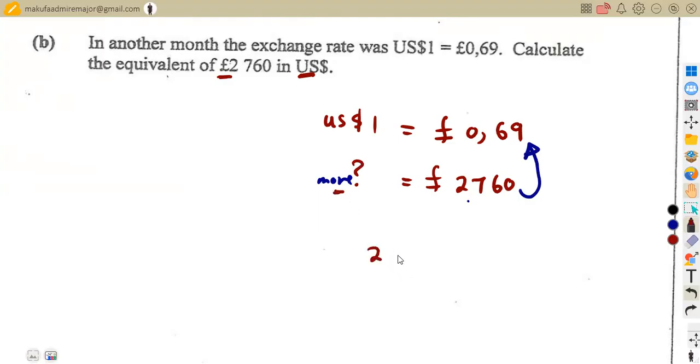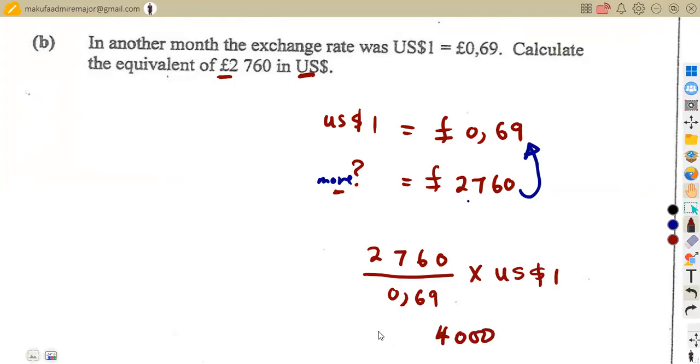So that's 2,760 over 0.69 multiplied by the $1 in this case. The moment we multiply this by the $1, we are going to obtain our amount in US dollars. If you divide this, we are going to obtain something like 4,000. So that was going to be 4,000 US dollars in this case.